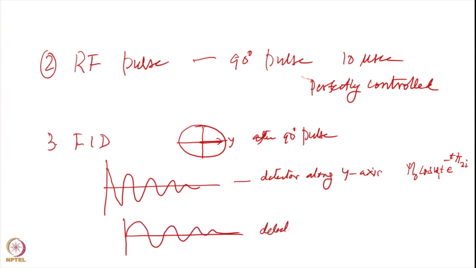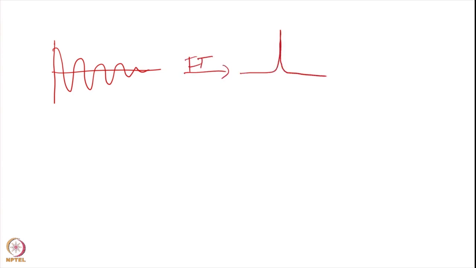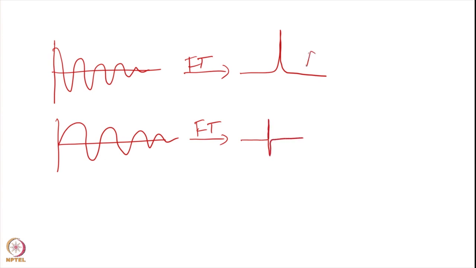This is the detector along the X axis. And this signal is equal to M0 sine omega t e to the minus t by T2. This is for one particular frequency. It is similar for the other frequencies as well. So what is the consequence of this? If I Fourier transform an FID like this, the FT will produce a signal which is like this. And if I Fourier transform an FID which is like this, it will produce a signal like this. So this is my absorptive signal and this is a dispersive signal.